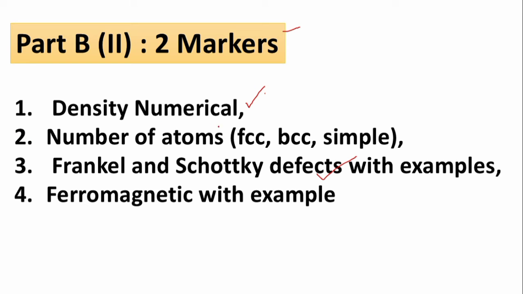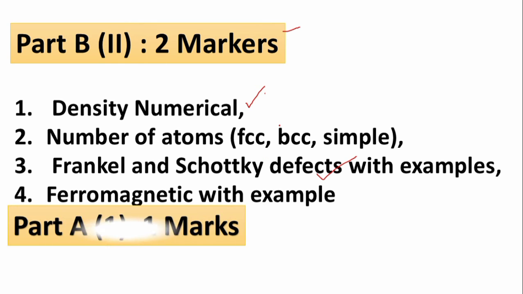Number of atoms: in FCC or BCC they may ask the number of corner particles, the number of central particles, the total number of particles, so the number of atoms. They may ask that for these 3 structures. Ferromagnetism with example: this is from previous years, or you can go through the magnetism part in the NCERT textbook, so that you may not lose these 2 marks.